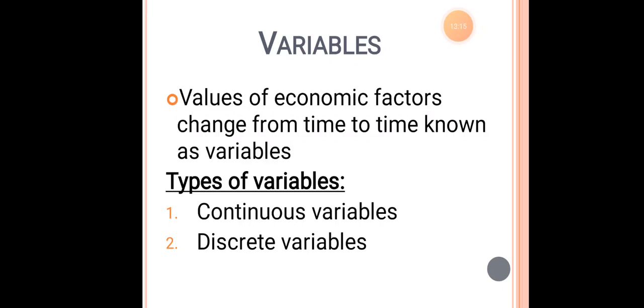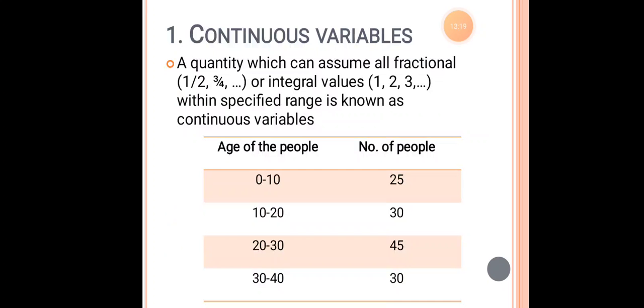Under variables there are two types, continuous variable and discrete variable. A continuous variable means a quantity which can assume all fractional or integral values within a specified range. So what does this mean? It means that the values we take into consideration will be many values. Many values we take into consideration, that is known as a continuous variable.